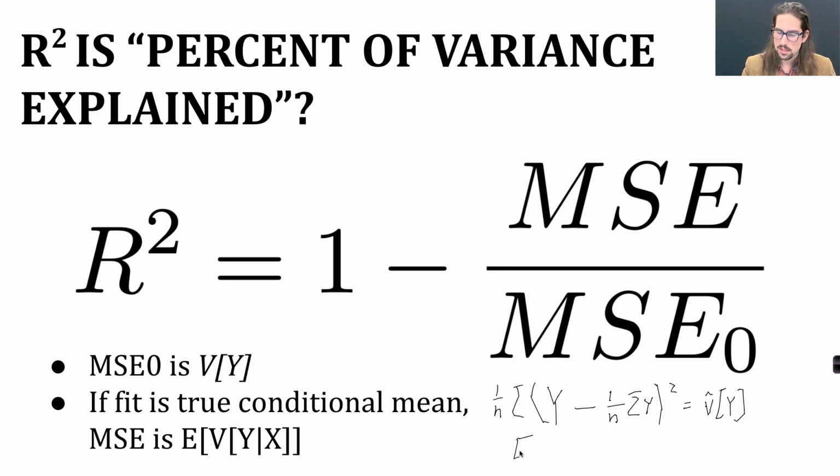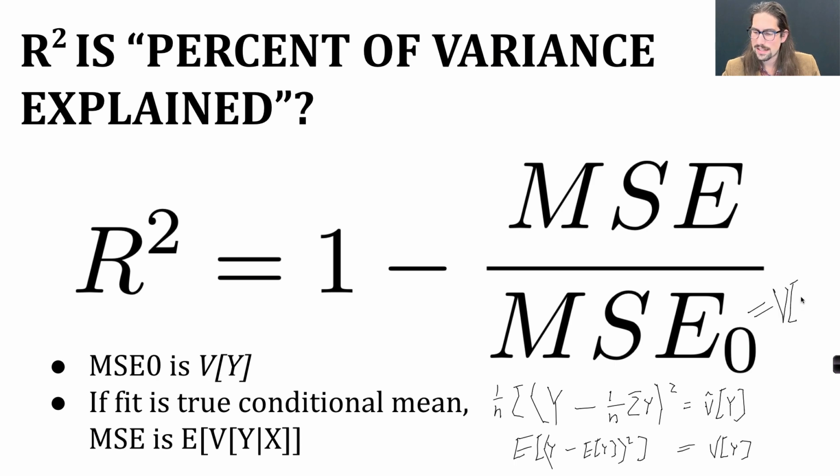So if we replace these with expectations, maybe you'll see. So this is y minus the expected value of y, squared, right? And that's the variance of y. Okay, so this denominator here is an estimate of the variance of y. This one here, if you look at something called the law of total variance, and you make the assumption that your fit is really the true conditional mean, then this thing is actually equal to the expected value of the conditional variance of y given x.